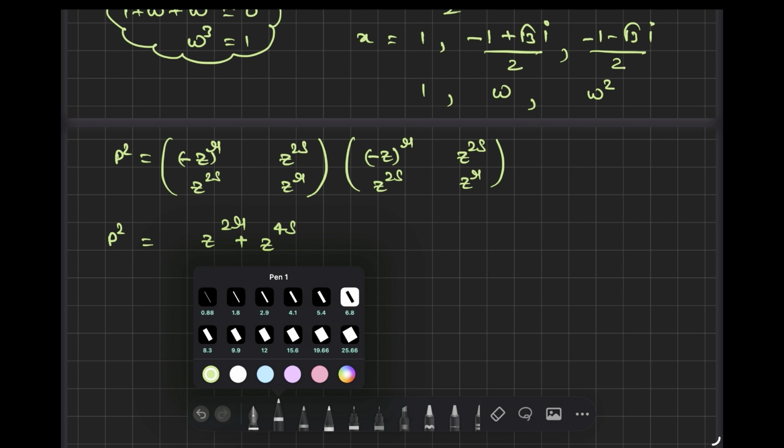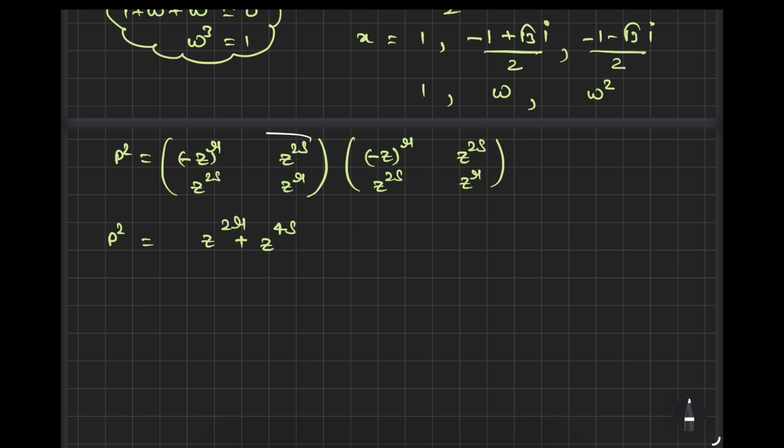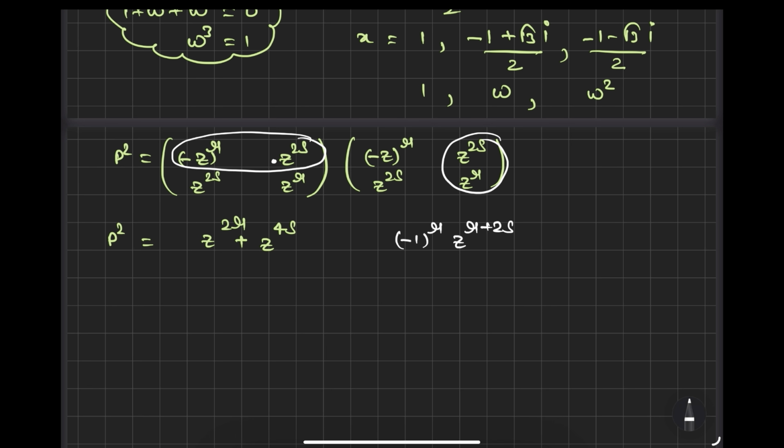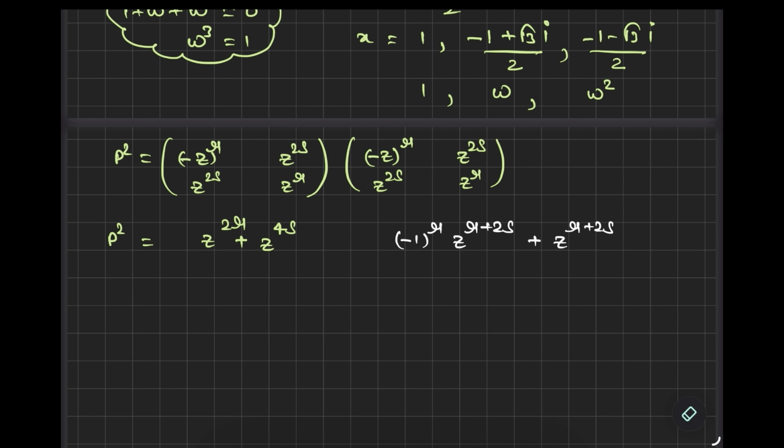Now to get the next element, we have to multiply this with this. Okay. So can I write minus 1 power r and then z power r, so can I write z power r plus 2s? Just think about it. And then we will multiply this with this. So plus z power r plus 2s. Okay, this is your second element.